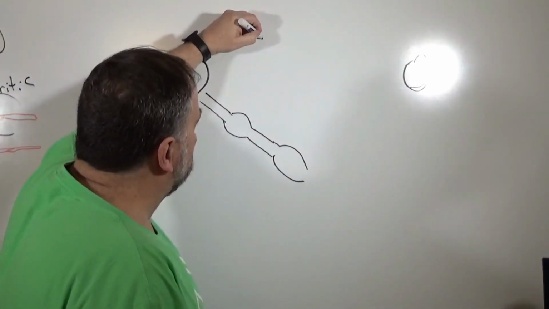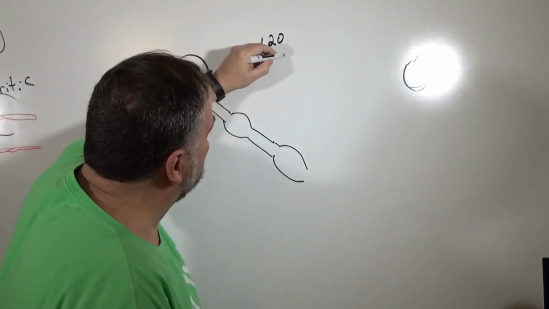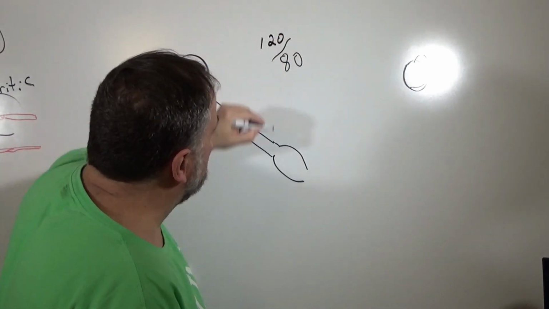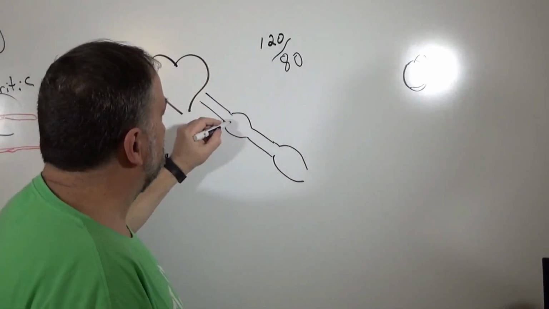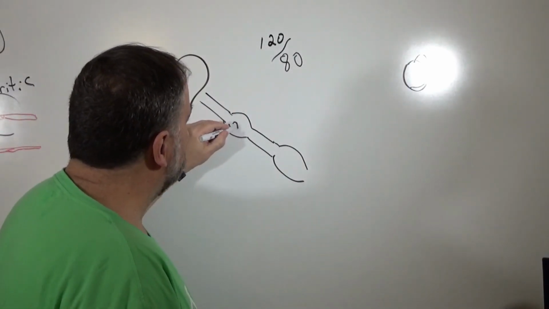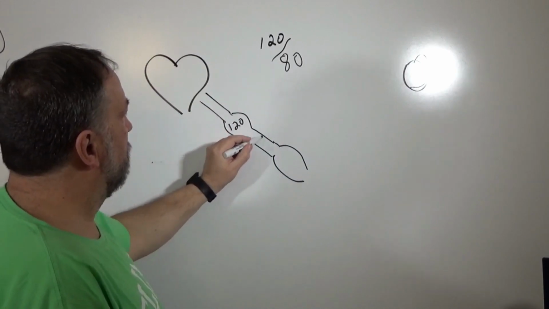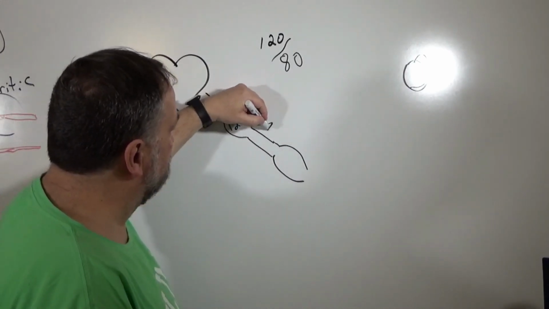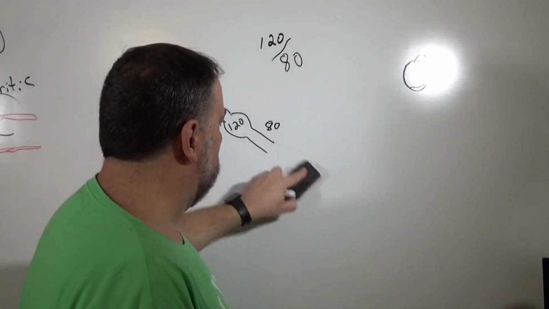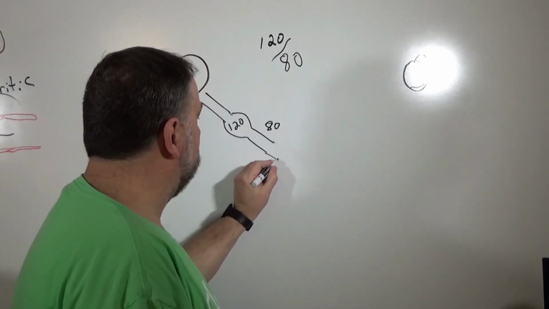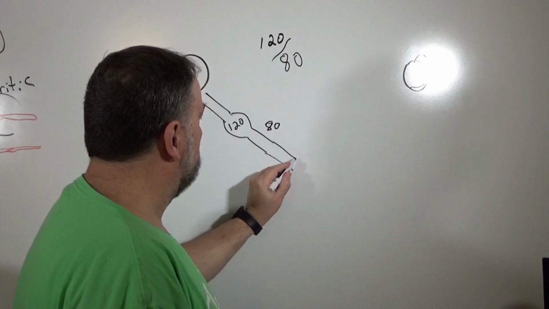So if you've got a blood pressure of 120 over 80, you can figure the 120 is the pressure that you've got in that ripple, and the resting phase is where your 80 is. And I did not draw this really anywhere near to scale, so I'm going to try to make it a little bit more to scale.